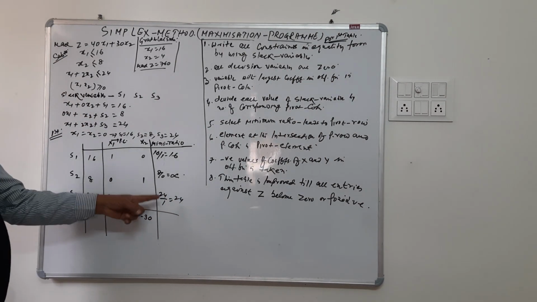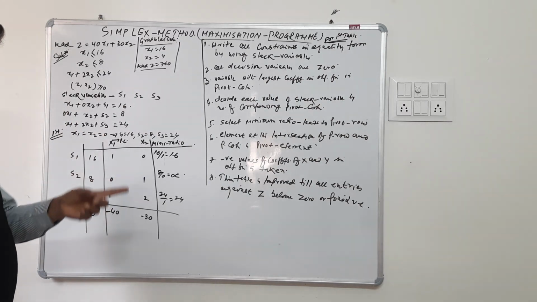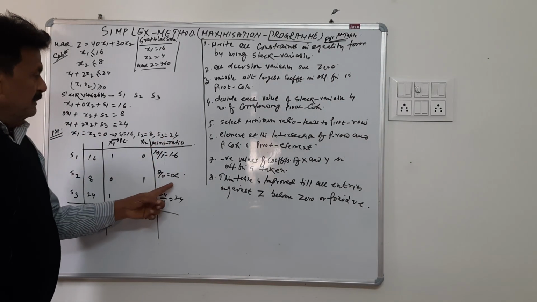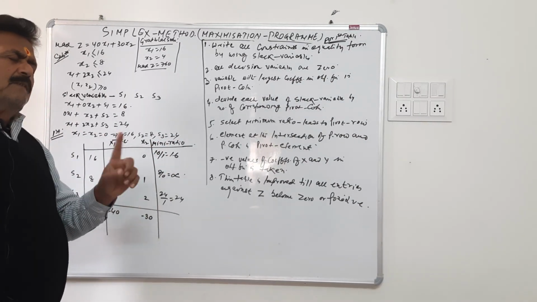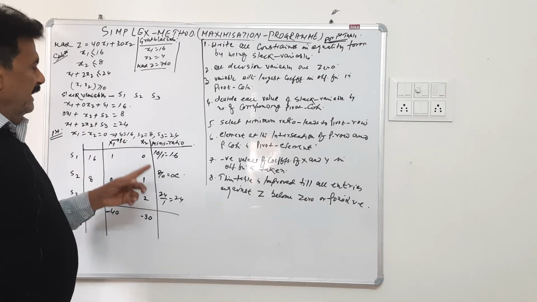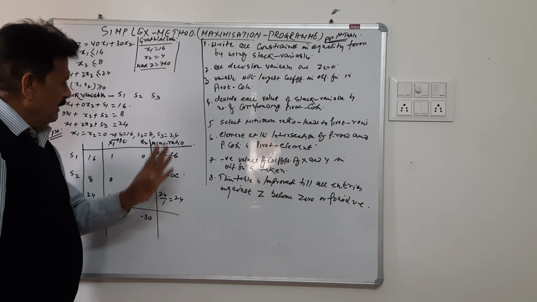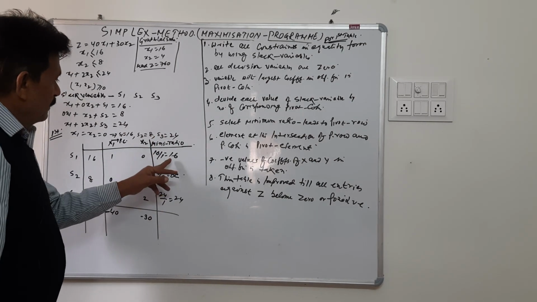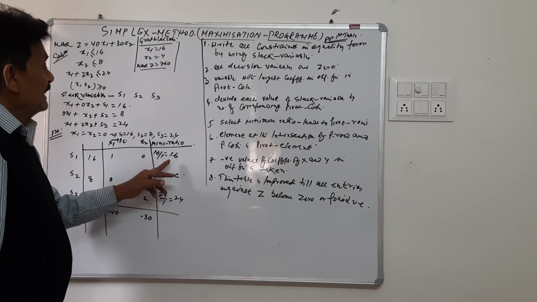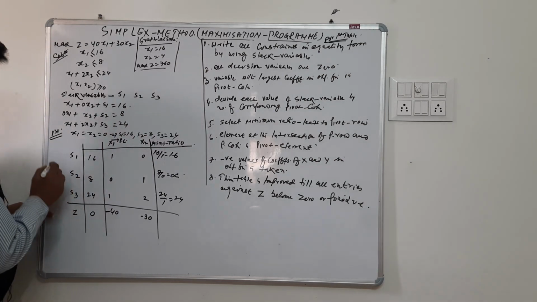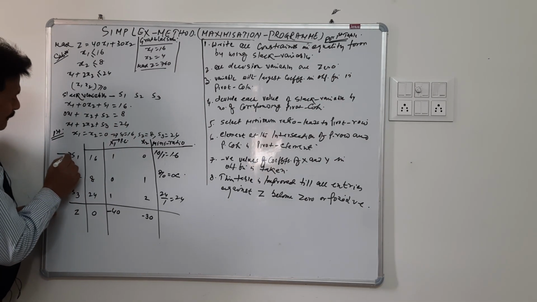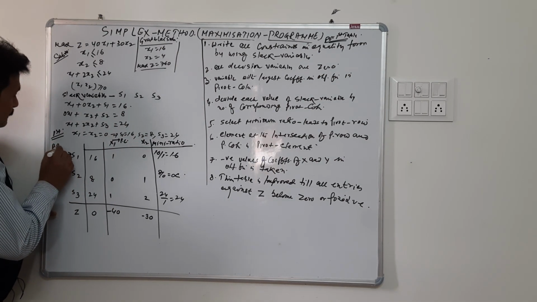Now in these three ratios, we have to look for the minimum one. The minimum ratio can never be negative, and can never be 0. Keep it in mind. So this is automatically wiped out. Now out of 16 and 24, 16 is the minimum. So absolutely this becomes the pivot row.